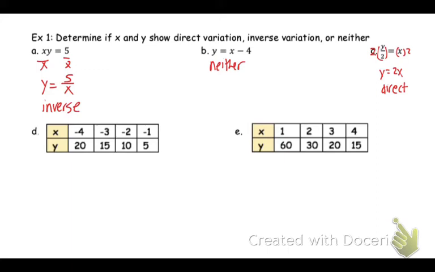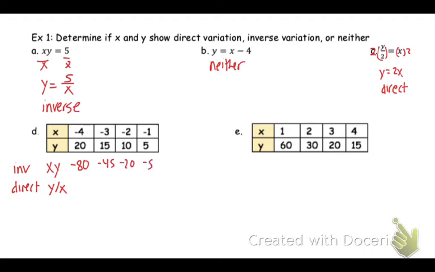Again, with a table of values, what we're going to do is look at the product of x times y. If that's constant, it would be an inverse variation. For direct variation, we would look at y over x. Again, think about lines, think about slope. It's y over x. So if I were to multiply these values together, I do not get the same thing. So this is not an inverse variation.